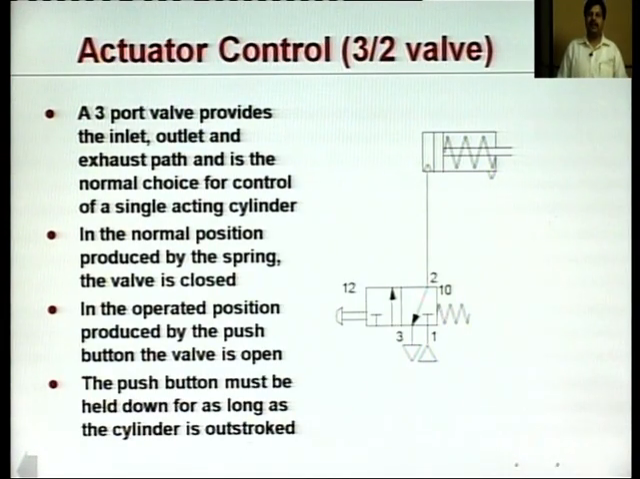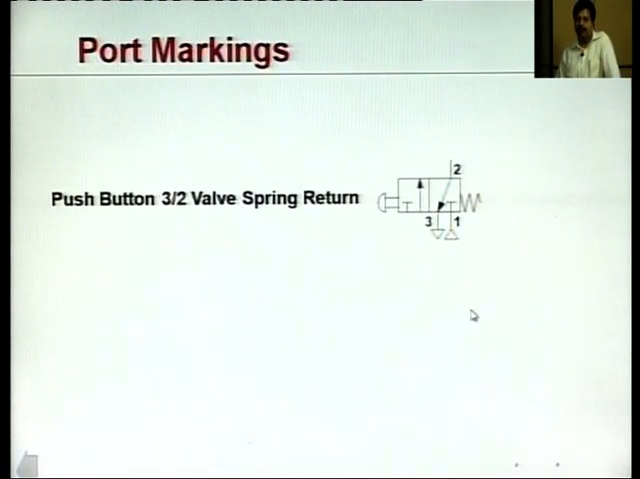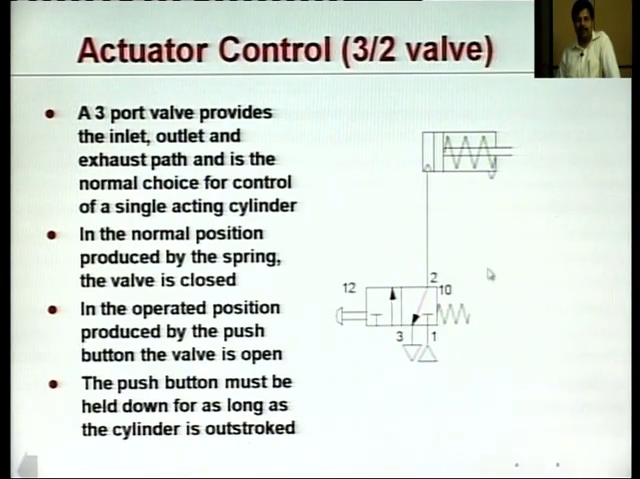Let us now see the example of use of this type of valve to actuate an actual cylinder. We can see here that the same type of symbol as we have earlier elaborated is being used. In this circuit, a valve has been connected over here, which will control the flow of fluid. This is the inlet line and this is the exhaust line.